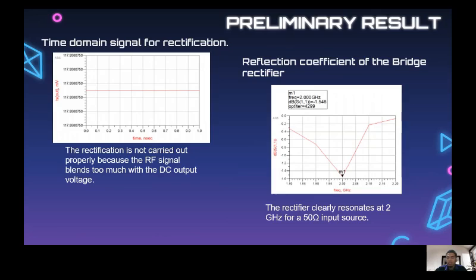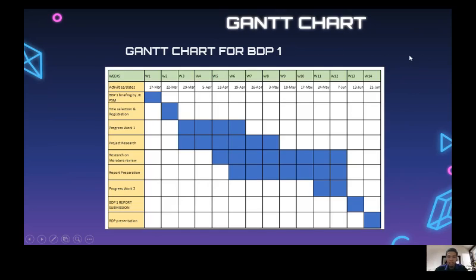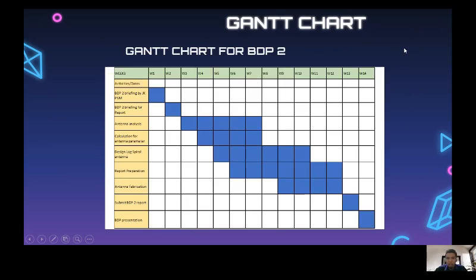The simulated return loss response of the bridge rectifier is shown in the graph. The rectifier clearly resonates at 2 GHz for a 50 ohm input source. So next is the Gantt chart. This is my Gantt chart for BDP1. And this is my Gantt chart for BDP2.